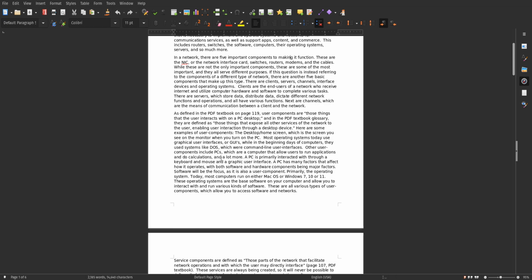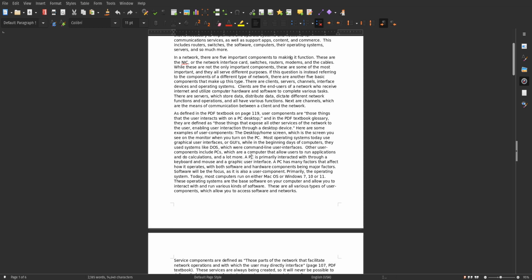Now, most systems today use graphic user interfaces, or GUIs. While in the beginning days of computers, they used systems like DOS, and of course, the originals had no display at all. But as time progressed, the systems got more and more complex. It started off with binary, moved on to DOS, which is command line user interfaces. Now we have desktops for you to interact with in GUIs.